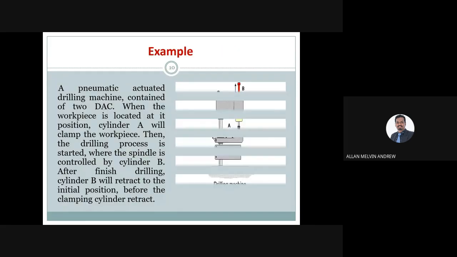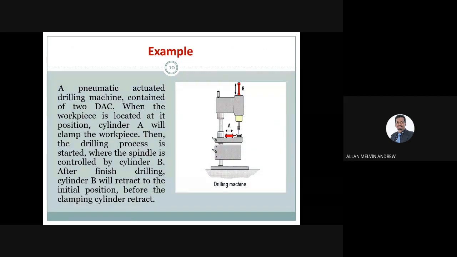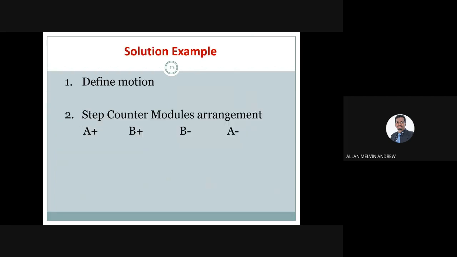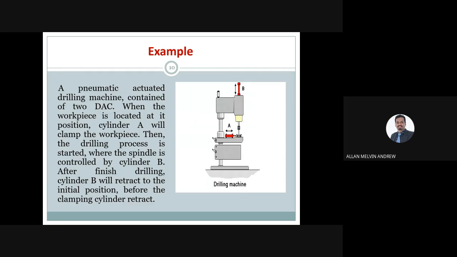Okay, we will see one example. A pneumatic actuator drilling machine consists of two DACs. When the workpiece is located at the position, cylinder A will clamp the workpiece. Then the drilling process is started, where the spindle is controlled by cylinder B. So you have two cylinders, cylinder A and cylinder B.